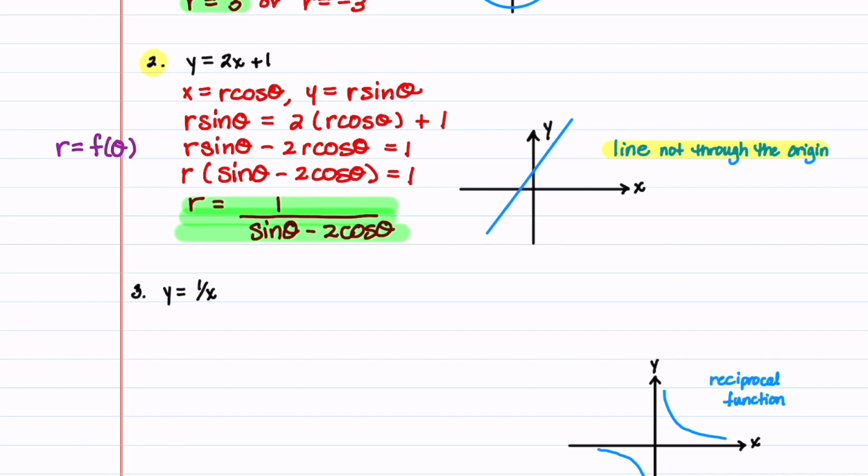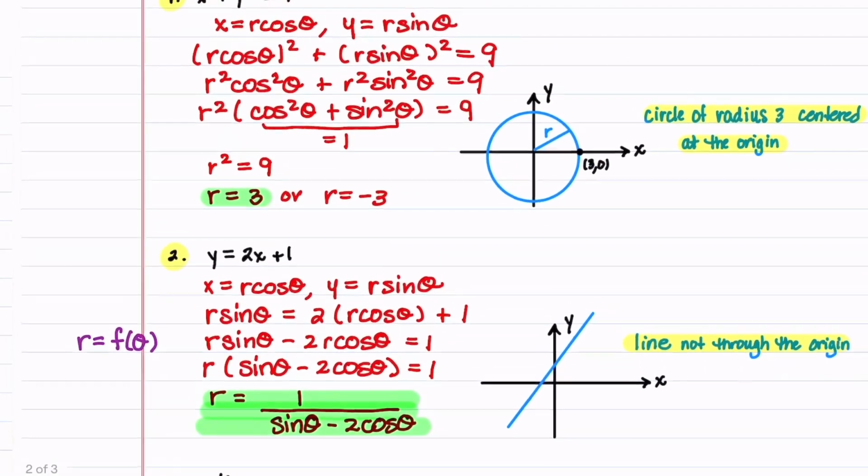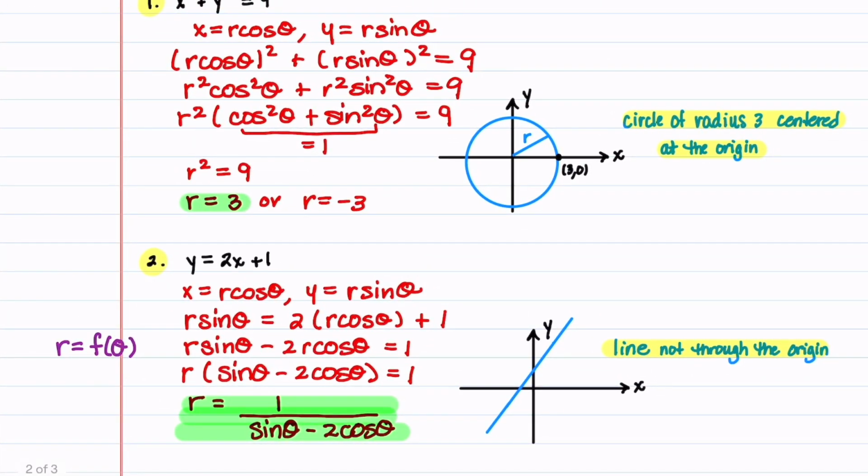You can see that the polar equation is a lot more complicated than the rectangular equation, which isn't surprising since our equation is a line and that's more easily described in terms of rectangular coordinates. If we go back to our first example, you can see that the polar equation is simpler than the rectangular equation, which makes sense because our equation is a circle, and that's more easily described in terms of polar coordinates.